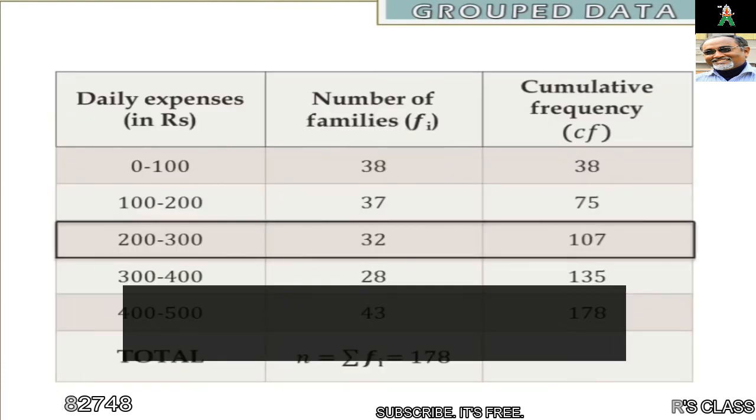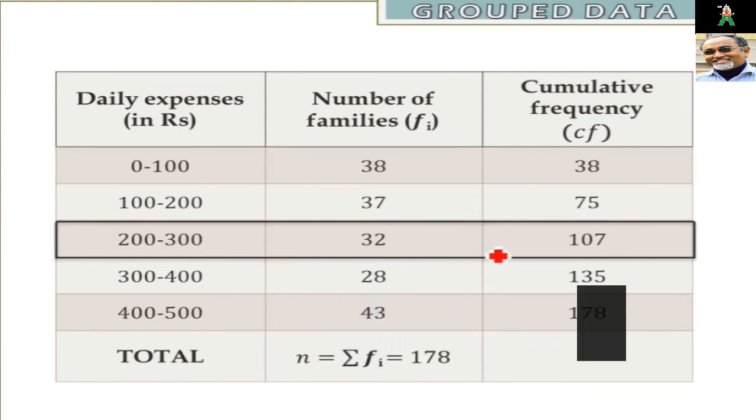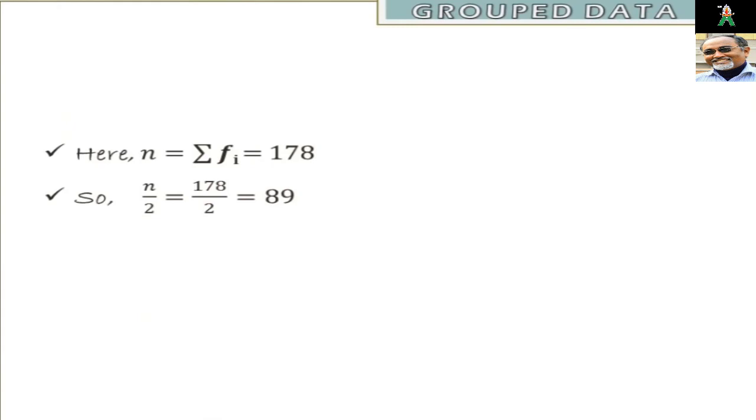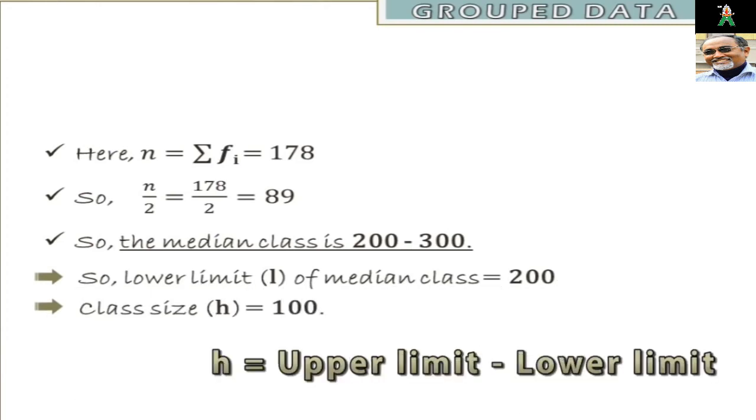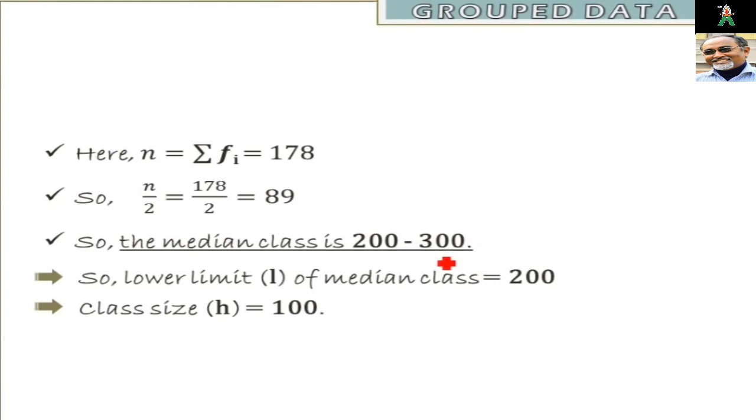The class interval 200 to 300 has a cumulative frequency of 107, which is greater than 89. The values beyond it will not be considered, because this value is greater than 89 and it is closest to 89. So the median class becomes 200 to 300. Now the lower limit of this median class is 200, denoted as L, and the class size, denoted as h, is 100, which is nothing but the difference between the upper limit and the lower limit. So 300 minus 200 gives us 100.